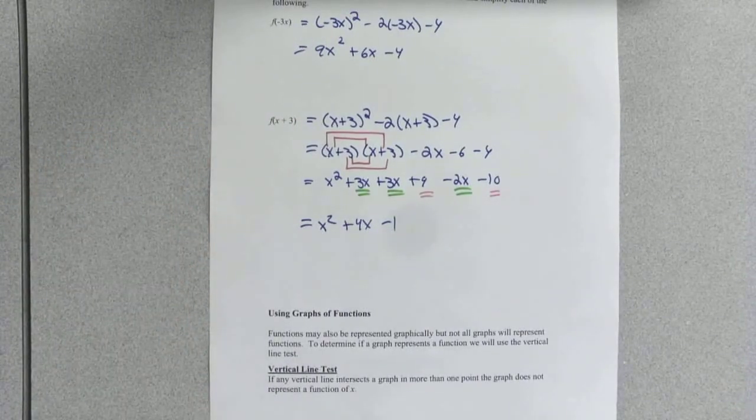Okay, picking up where we left off. Using graphs and functions, and I've been somewhat alluding to some of the things we're going to do, the relationship between points and functional values, but we're going to do a lot more with graphs and functions. Functions may also be represented graphically, but not all graphs will represent functions.